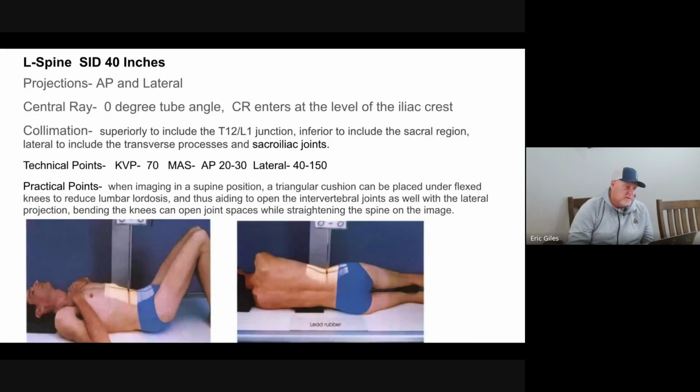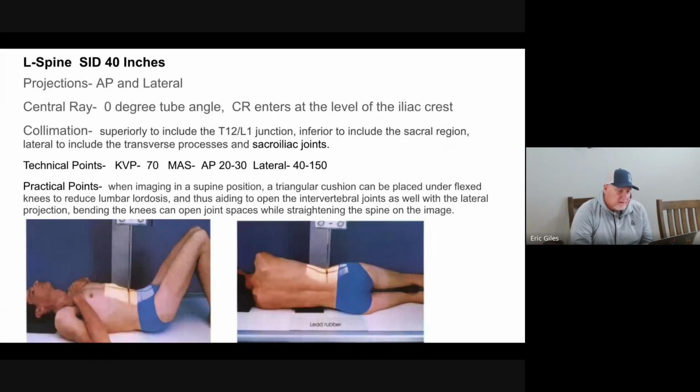L-spine, one of my favorite things to do. We're just going to do a simple AP and a lateral on these. 0-degree tube angle, so your central ray is going to enter at the iliac crest. You'll note that the iliac crest is an important part in a lot of our positioning. It's a major landmark as far as X-ray goes. So be aware of where the iliac crest is and how to palpate for that, because that's where the central ray is on a few of our images that we take.